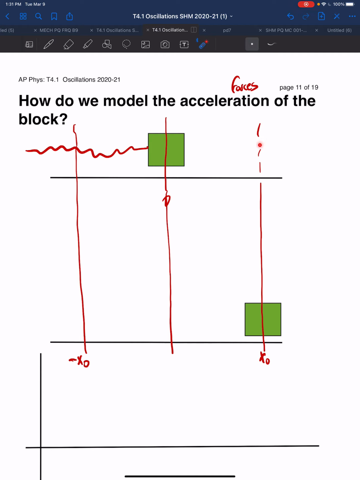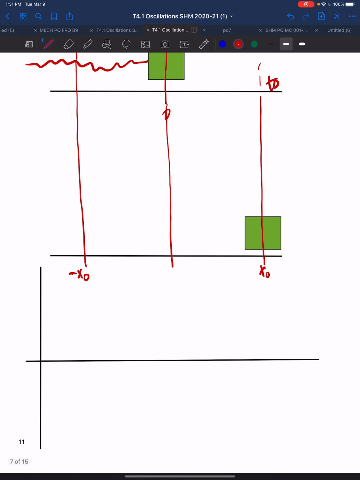So the maximum will occur at time zero. At time zero, we have our acceleration at a max, and it is negative. It's headed in the negative direction, so it's a negative max.